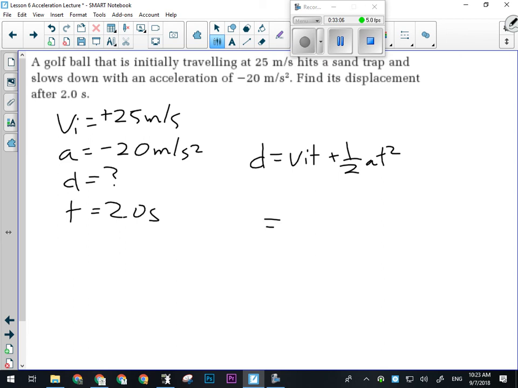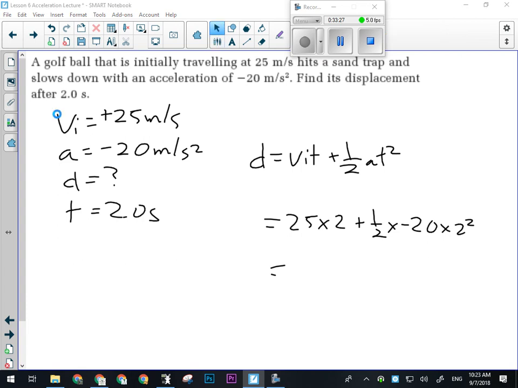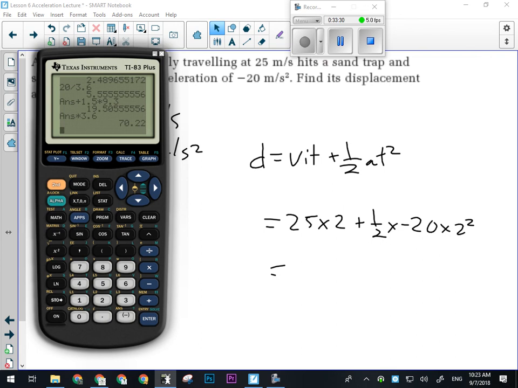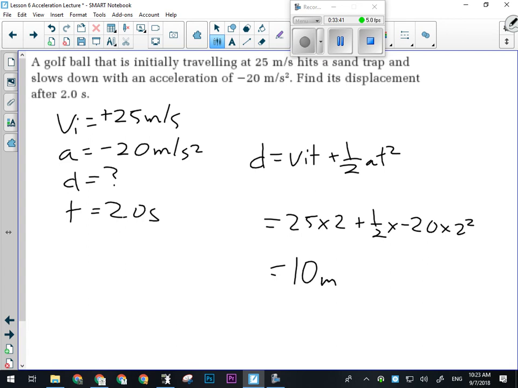All right, so when we plug in our numbers here, we will have 25 meters per second times 2 seconds plus 1/2 times negative 20. It's key that you put the negative in here or you get a ridiculous answer that says by slowing down the golf ball speeds up. Okay, and then times 2 squared, right? That'll give us our final answer. So 50 plus 0.5 times negative 20 times 4. Okay, its displacement will be 10 meters forward, or positive 10 meters, because they didn't really tell me otherwise.